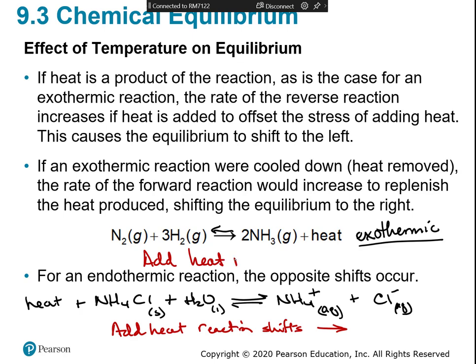So the reaction shifts away from whatever was added, away from the side of the heat. So you could say that the reaction shifts in reverse, or the reaction shifts to the left. So reverse, to the left, or towards the reactants, all saying the same thing. Shifting forward means towards the product side.